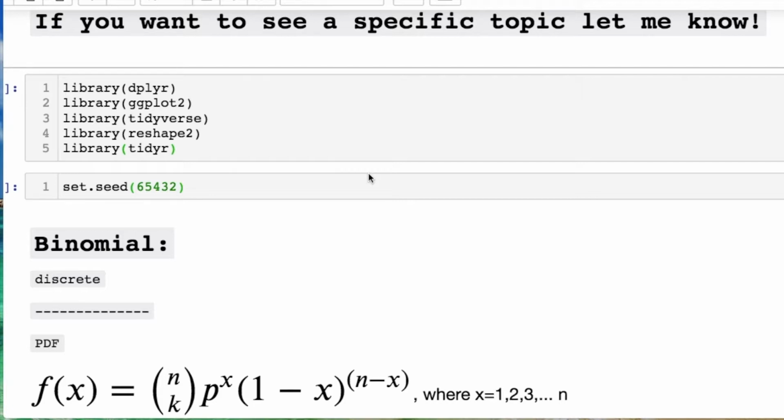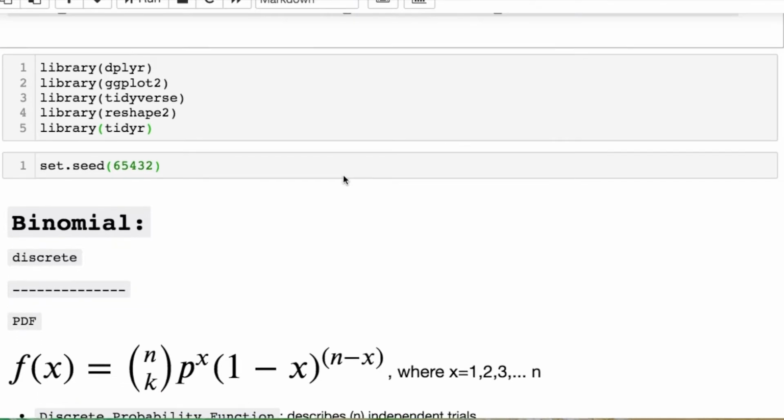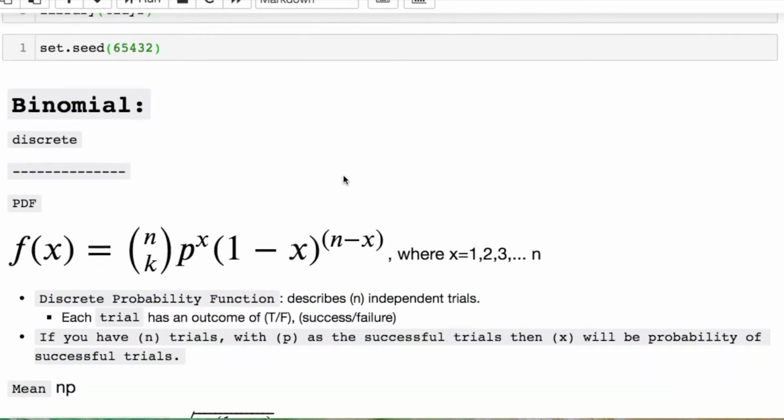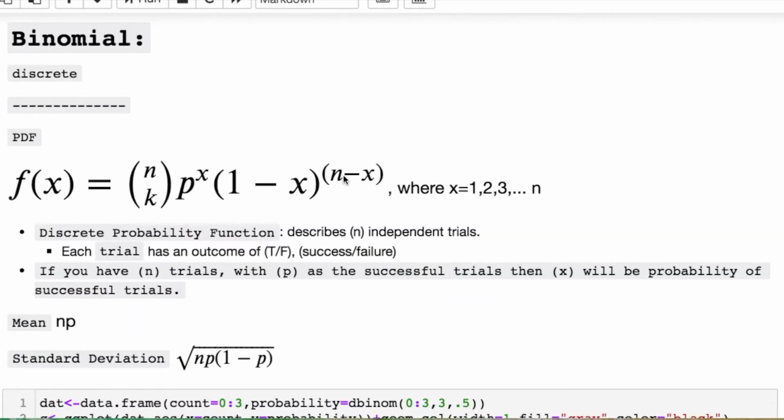We're going to start with the binomial distribution. And remember, each one of these will be for the PDF only. So remember a few things. It's a discrete probability function dealing with independent trials where each trial has an outcome of true or false, success or failure. All right, here's the mean and the standard deviation.